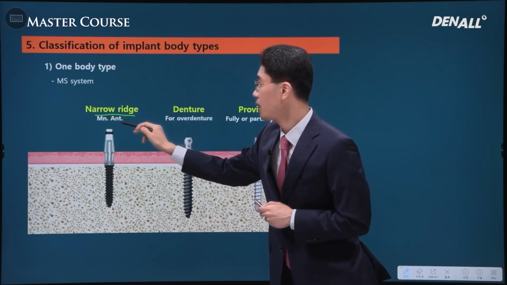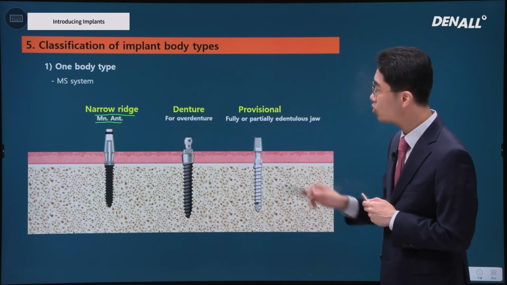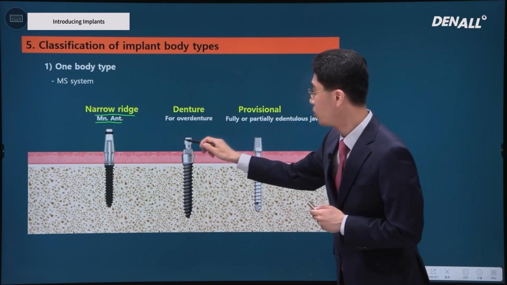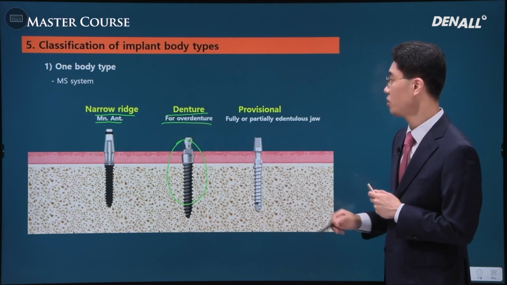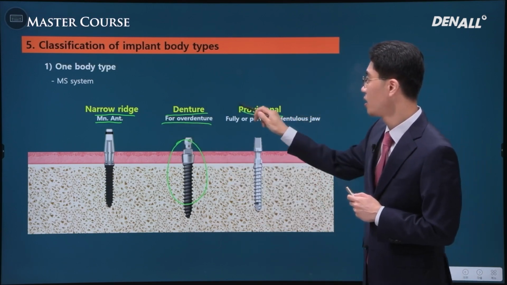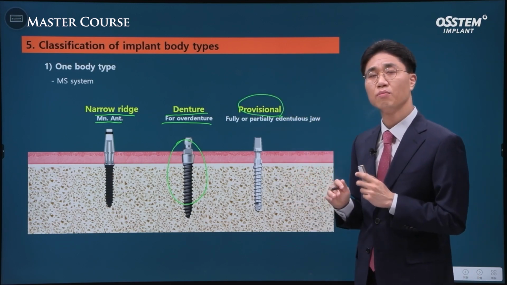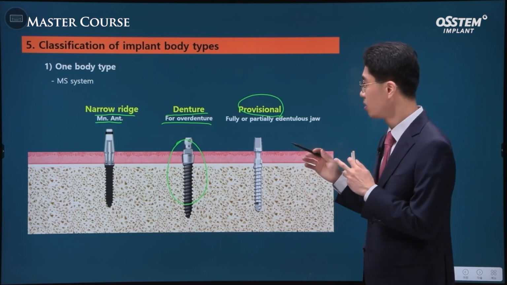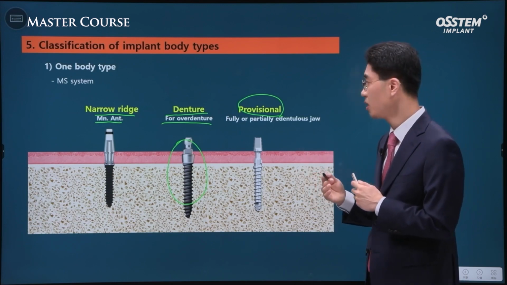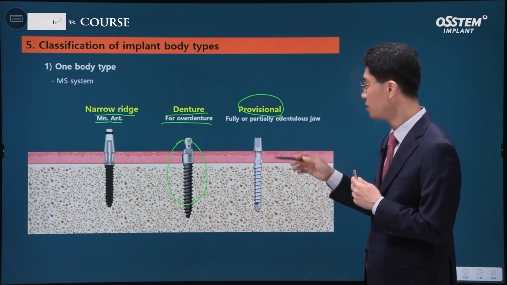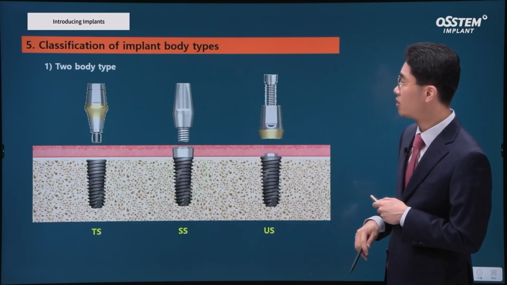If we look at the image, in a narrow ridge like the lower anterior area, a one-piece implant can be used. Yes, you can use two-piece too. This is an implant for overdenture, and the image on the right serves as a temporary implant in an edentulous patient when doing implant surgery before delivering the final prosthesis, in order to allow patients to chew and dine. This serves as a temporary implant.